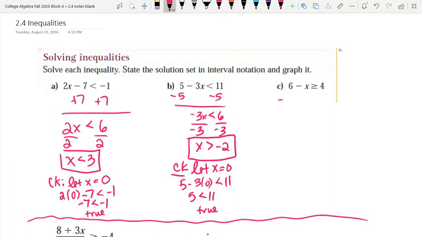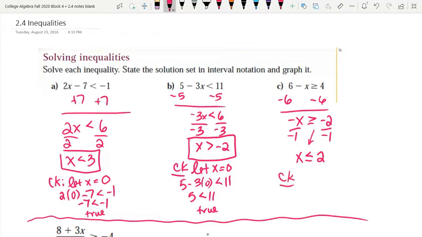The last one on this set, so subtract 6 on both sides. So negative x greater than or equal to negative 2. That's really a negative 1, so divide both sides by negative 1. So you get x is less than or equal to 2 because we divided by a negative. Remember, flip that sign.